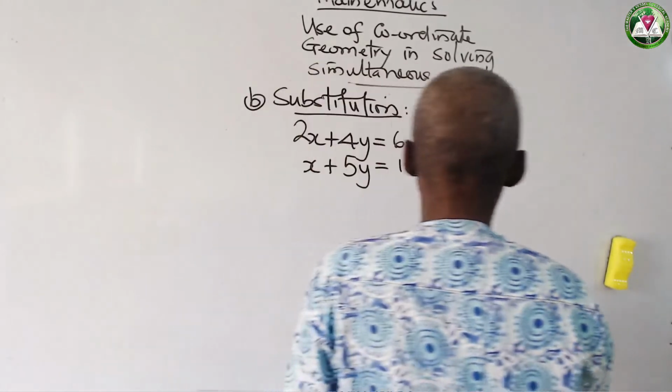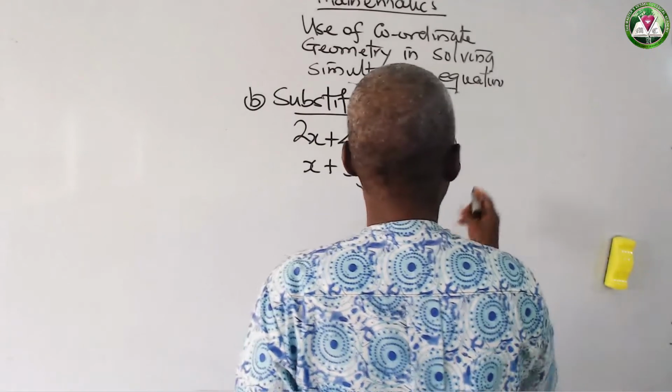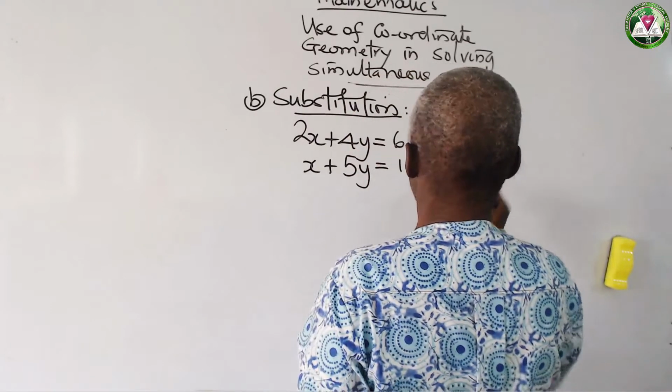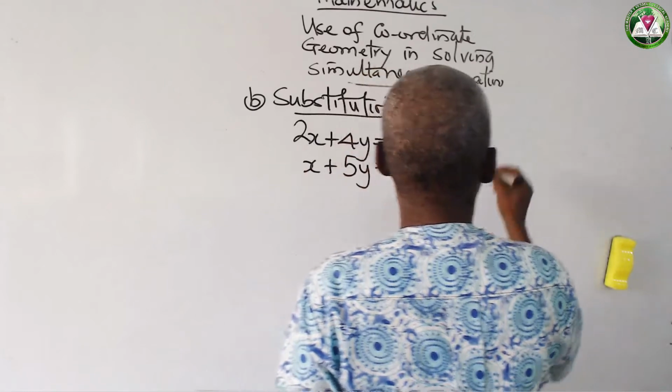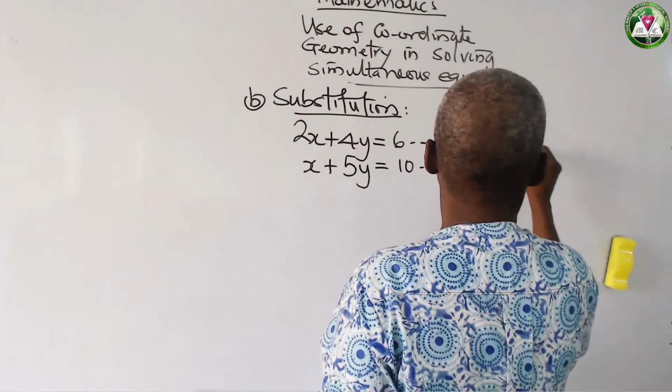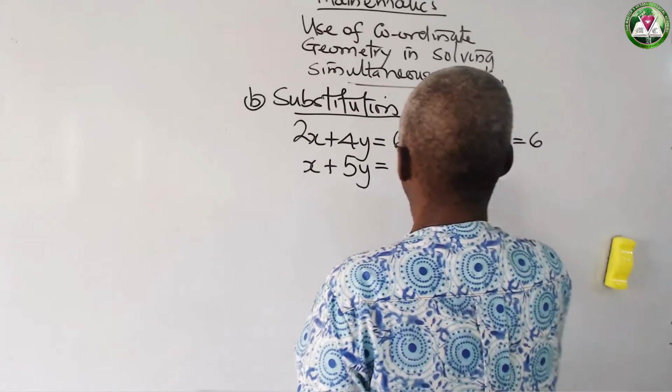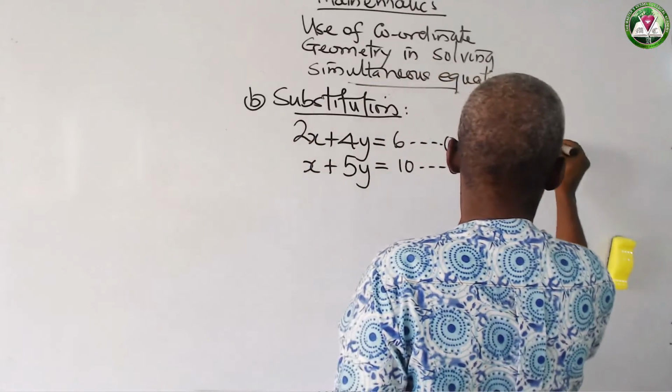So, for the first one, equation 1, we will make y the subject of the equation. And if we do, we have 4y will be equal to 6 on this side minus 2x.